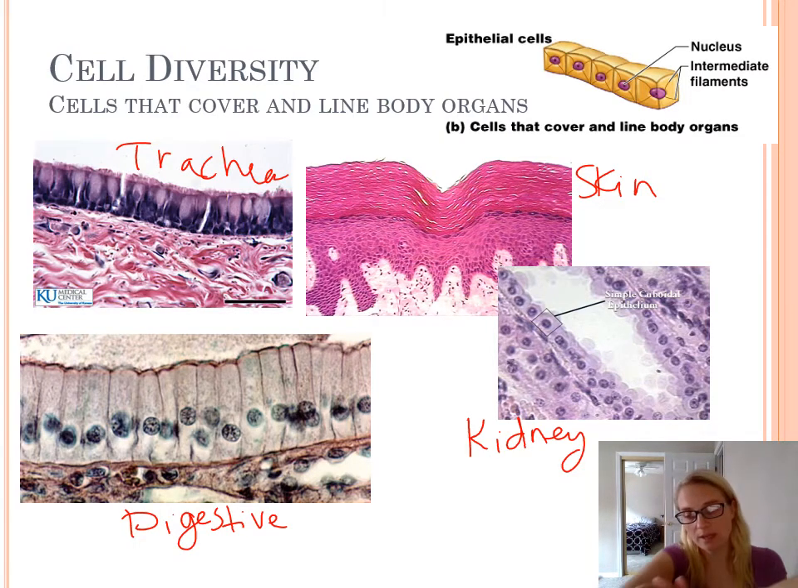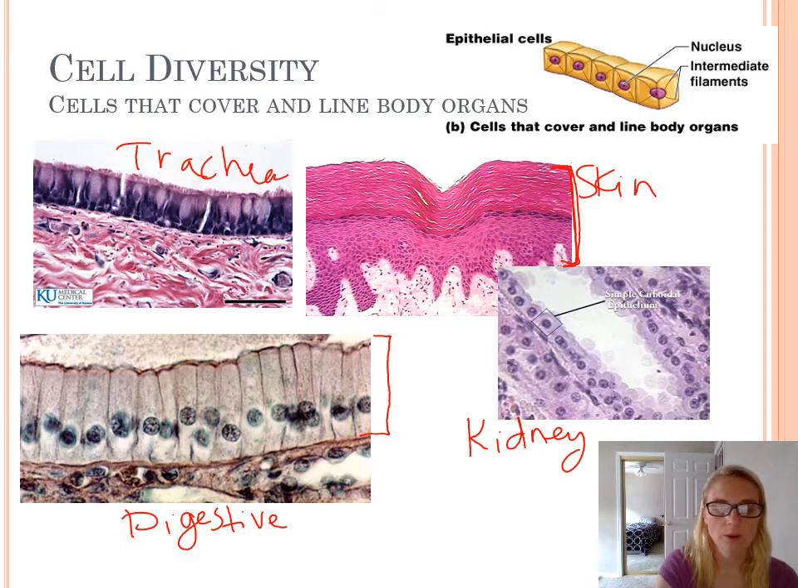So think about your skin. It's dry. It needs to be thick. It's got to be protective. And so we have this nice, big, thick layer of dried, dead, keratinized cells that is going to do a really good job of protecting your underlying tissues. But if we take a look at the digestive system, we only have a single layer of column-shaped cells, which is really good for absorption.